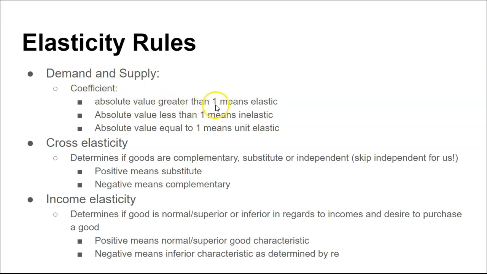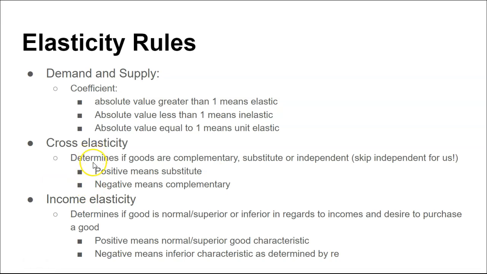If it's a greater than one value, elastic. Less than one value, inelastic. Equal to one, unit elastic. But for the cross and income, when you get positives or negatives, it really matters. So you need to make sure you are consistent with the quantity new minus quantity old, and on the denominator, price new minus price old. If you flip those, you come up with the wrong thing.